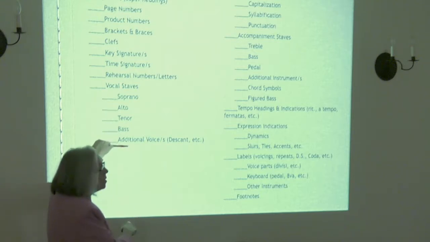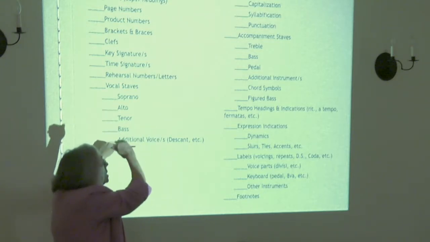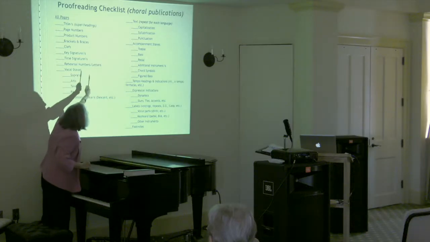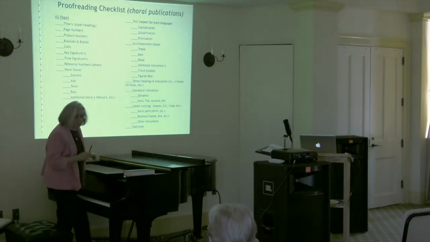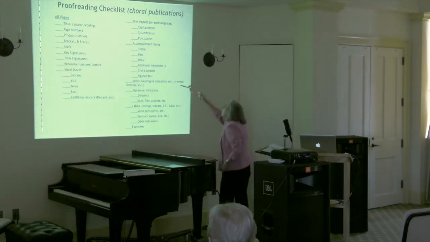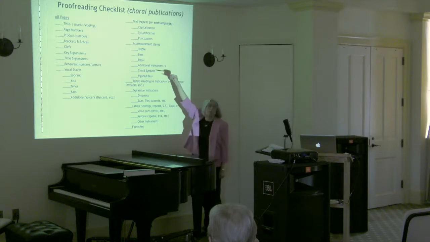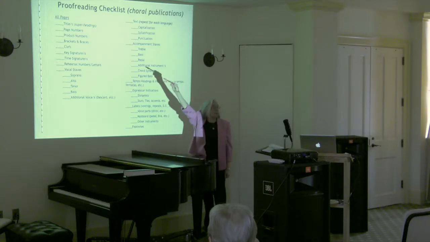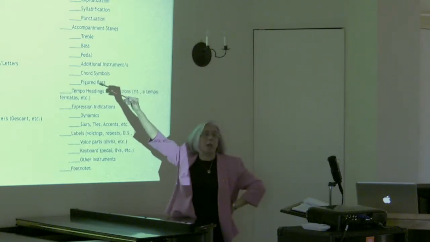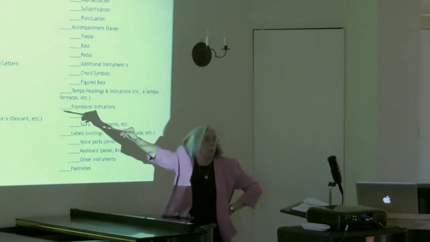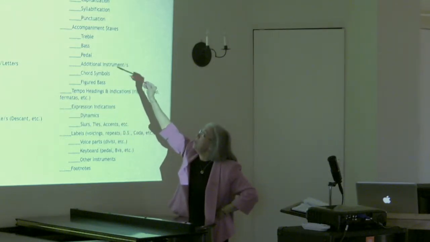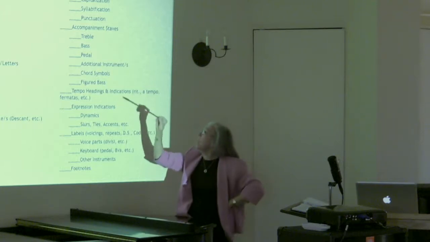Soprano, alto, tenor, bass. Is there an additional voice part? Is there a descant? Double check that. Usually, at this point, before I get to the voices, I go to the accompaniment staff, because they're the basis. If you don't have the basis, you've got to check the voice parts against the foundation. If that's wrong, it doesn't matter what these do. So I will do the accompaniment staves, treble, bass, down.